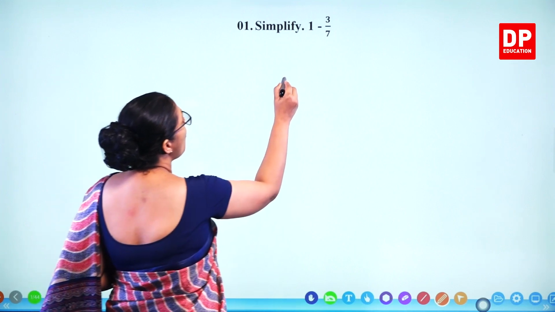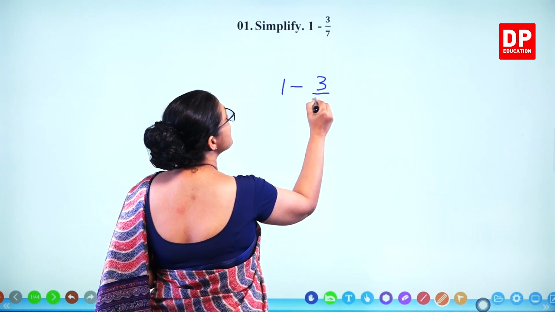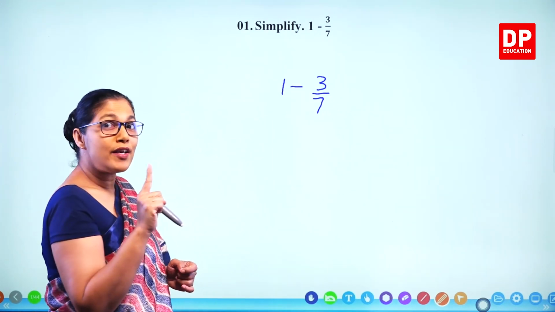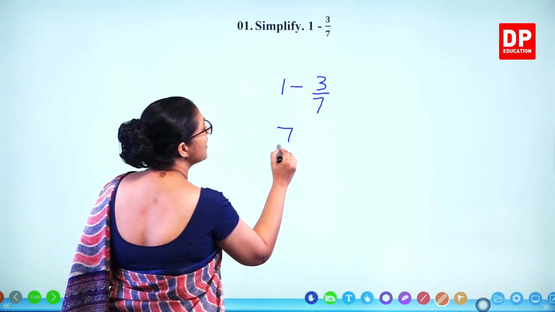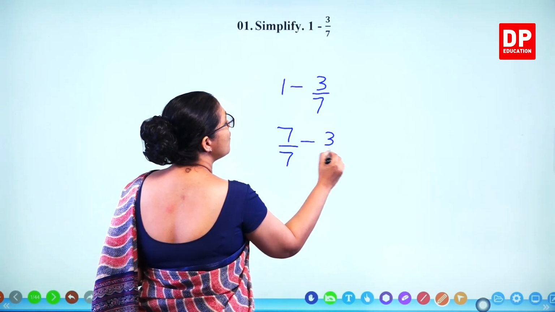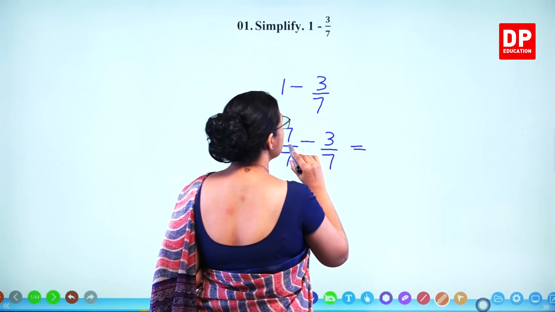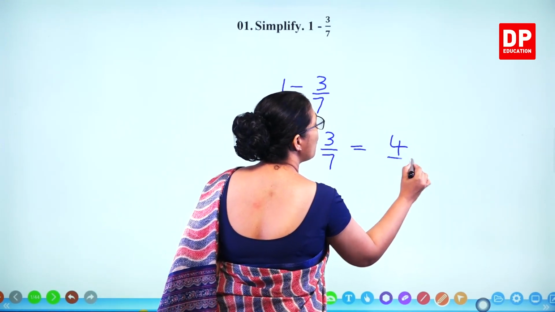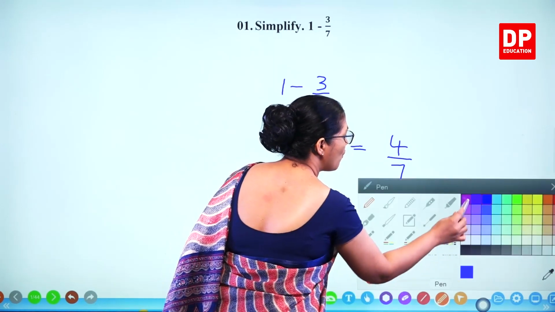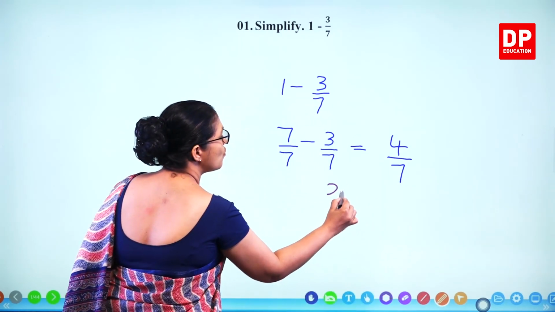Simplify. So 1 minus 3 sevenths. How you subtract? 1 you can write as 7 over 7, minus 3 over 7. Same denominator. You just subtract the numerators. 7 minus 3, that's 4. So you get 4 over 7. 2 marks.